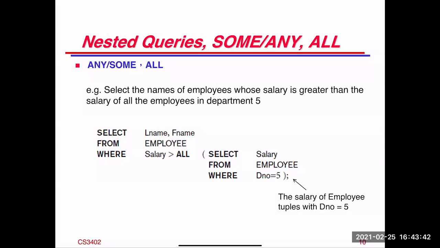So let's maybe consider this query. Can someone tell me what that would return? So it would give me the last name and first name of all employees that have a salary that is equal to at least one salary of some employee working in department number 5. Okay, that's right.